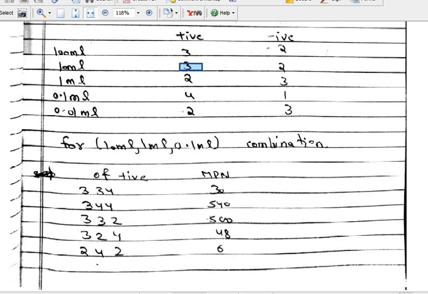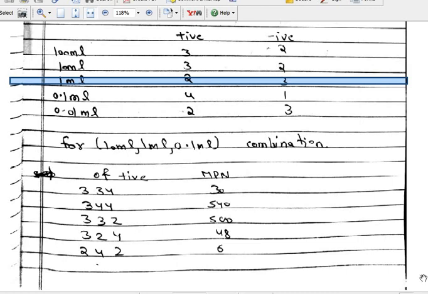Now the question is that this 500 is for the combination of 10, 1 and 0.1. But we have considered 100, 10 and 0.1. So basically this is 10 times diluted compared to our considered dilution. So that is why this 500 will be divided by 10.